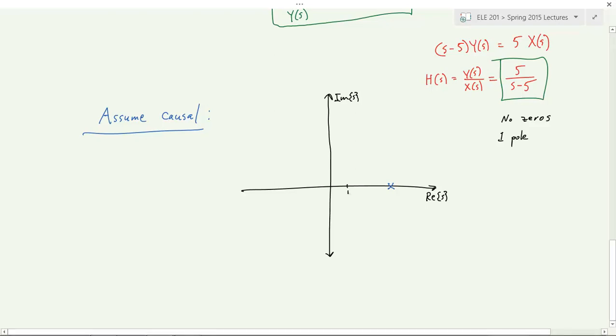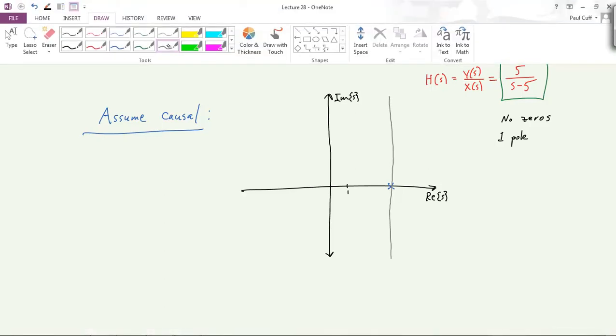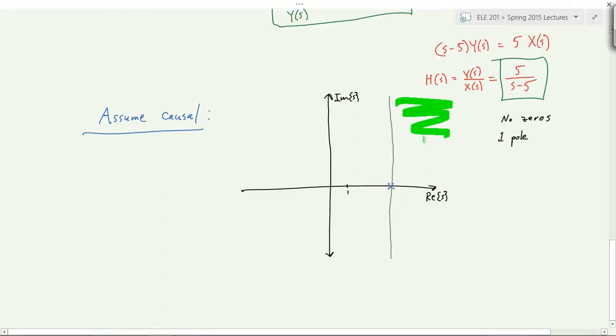Okay, so there are two possible regions of convergence when you have one pole, because the pole is the boundary of the region of convergence. You could either be to the left of the pole or to the right of the pole, but if the system is causal, then it has a right-sided impulse response, and that means its region of convergence can't have a right boundary, so it's always to the right of the poles. So this is the region of convergence for that system, because we've assumed causal. So now, what can we say about it being stable?